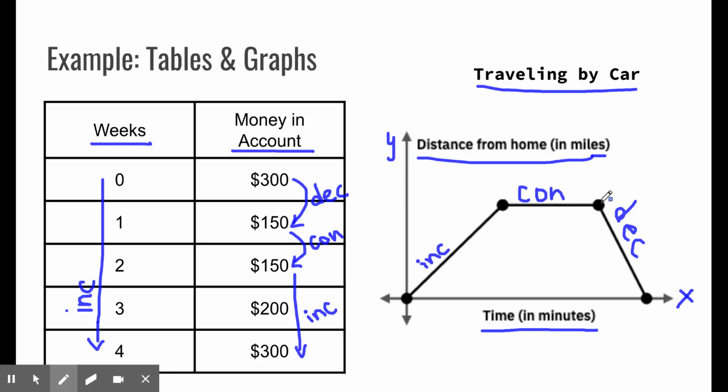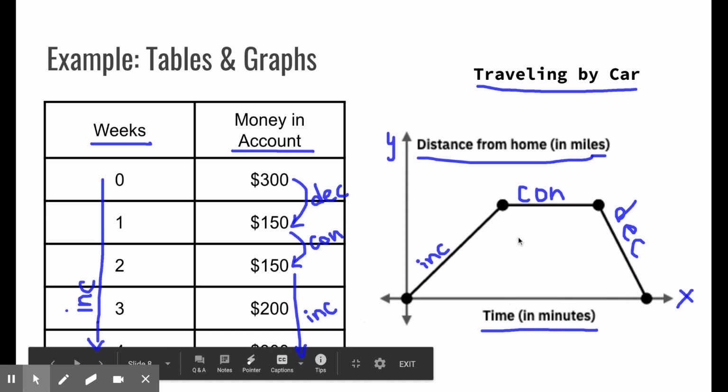So they aren't getting any further away from home and they aren't getting any closer until we get to this part of the graph. This part of the graph is decreasing, so that means the distance from home is decreasing. In other words, they're getting closer and closer to home, and again, pretty quickly. So they go away from home and kind of take their time. Then we pause and stay the same distance from home, and then we're decreasing quite quickly. We're rushing home at the end there. So that's how we might interpret this graph.